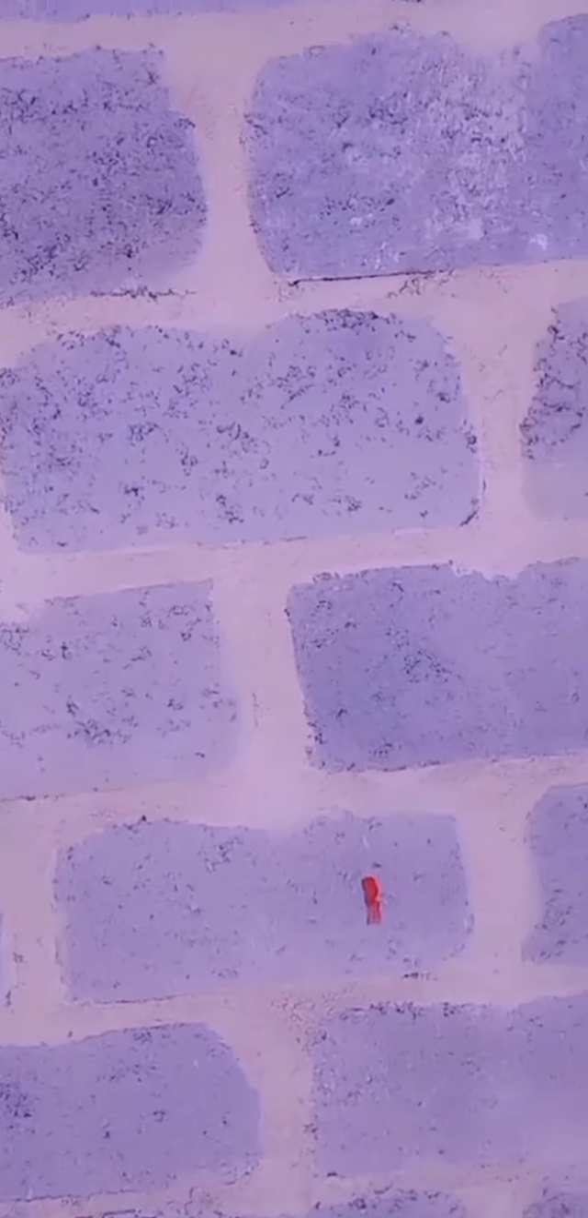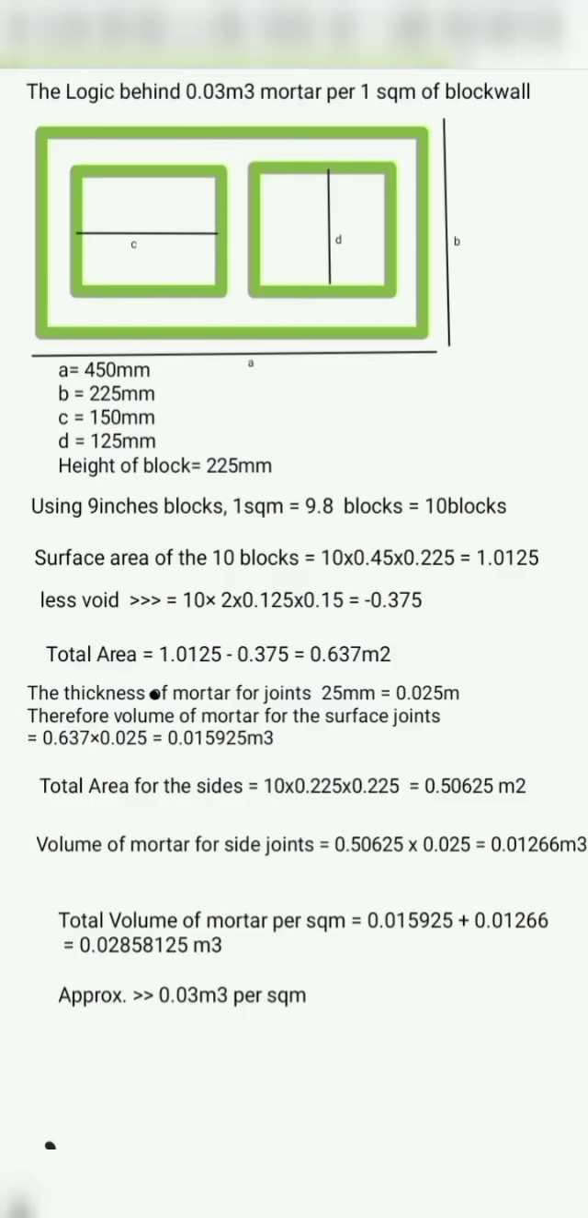So these are the joints. That's the surface joints and the side joints is usually 25 mm, that's 1 inch. We're going to simply multiply the surface area, after lessing the voids, by the thickness of joint, which will give us 0.01593 m cube.